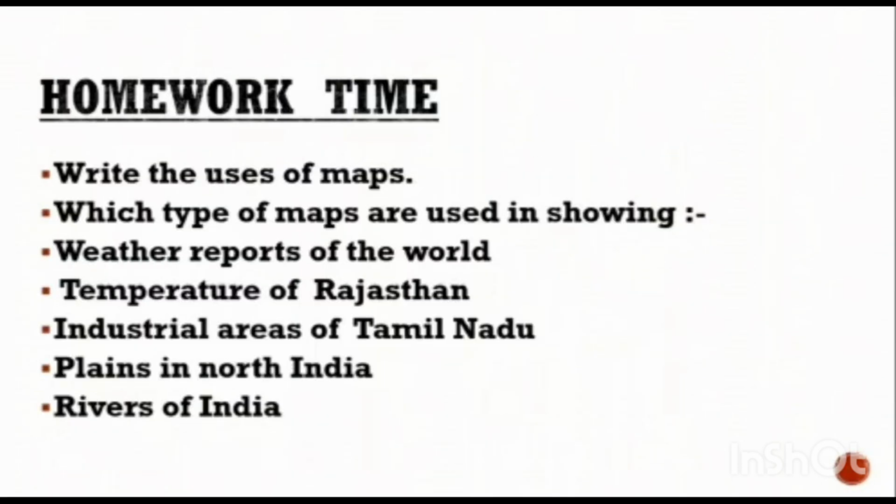So this is homework time for you all. I would like you all to do this homework and comment in the comment boxes. Write the uses of maps, and which type of maps are used in showing weather reports of the world, temperature of Rajasthan, industrial areas of Tamil Nadu, plains in North India and rivers of India. So just looking at the question, you will be able to identify which type of map will be used for which different themes or different purposes.